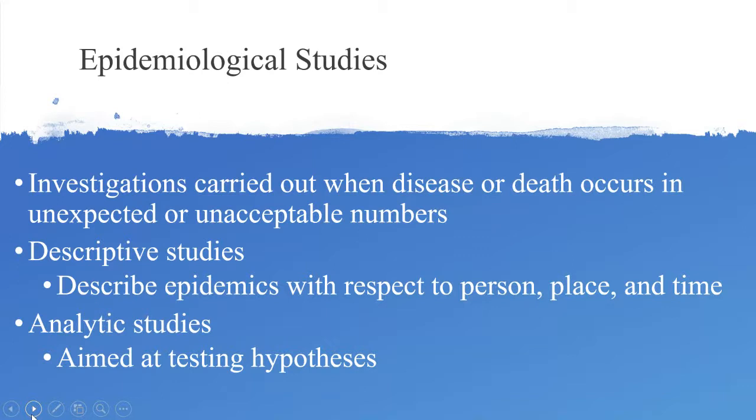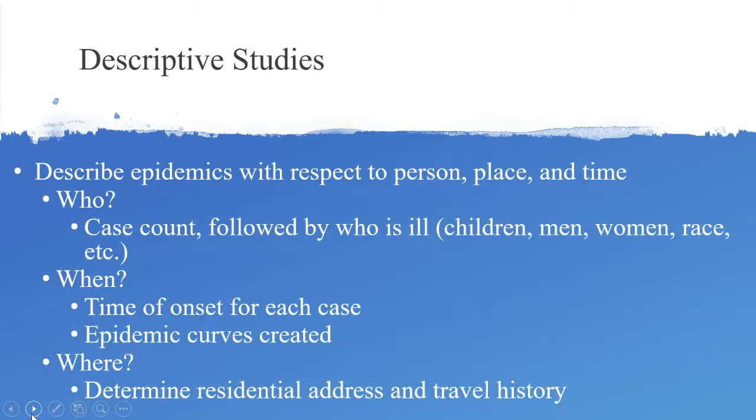Analytic studies are ones that are aimed at testing a hypothesis. So there is some sort of idea that scientists have as to what's causing the disease and they test out that hypothesis. So the descriptive studies really describe what is going on. So who, the case count, how many people are getting sick? Are there different populations that are more susceptible? Children, men, women, race, etc.